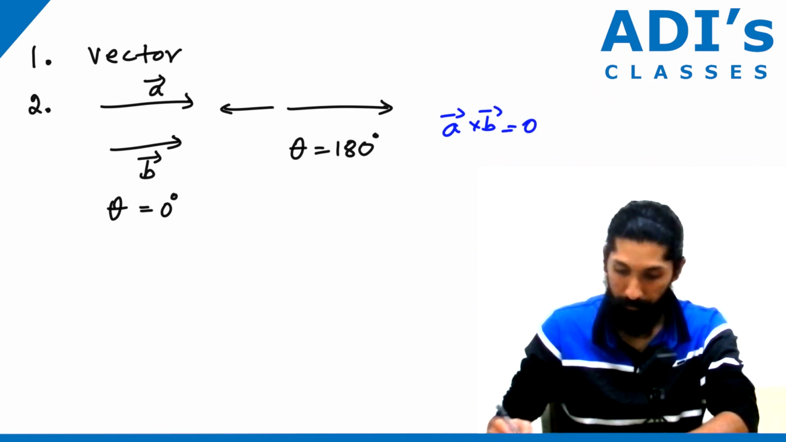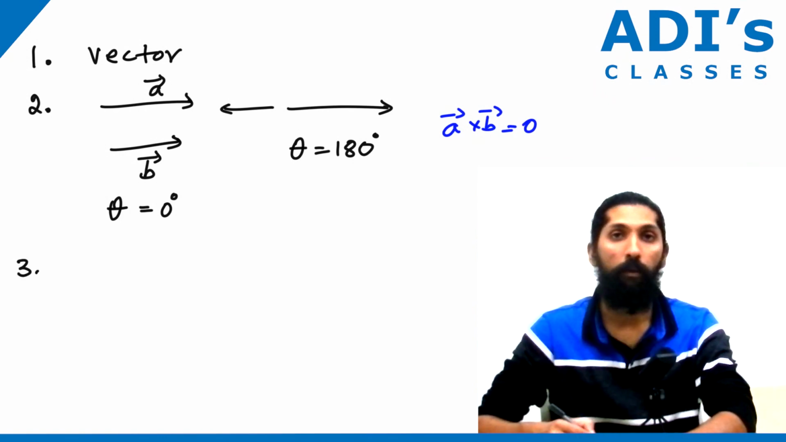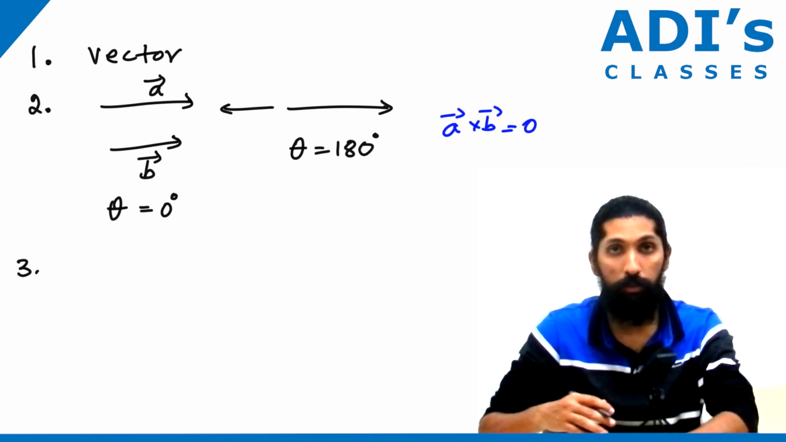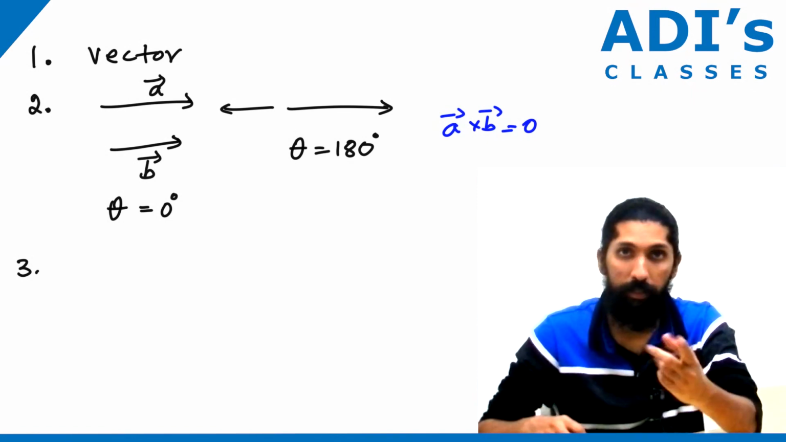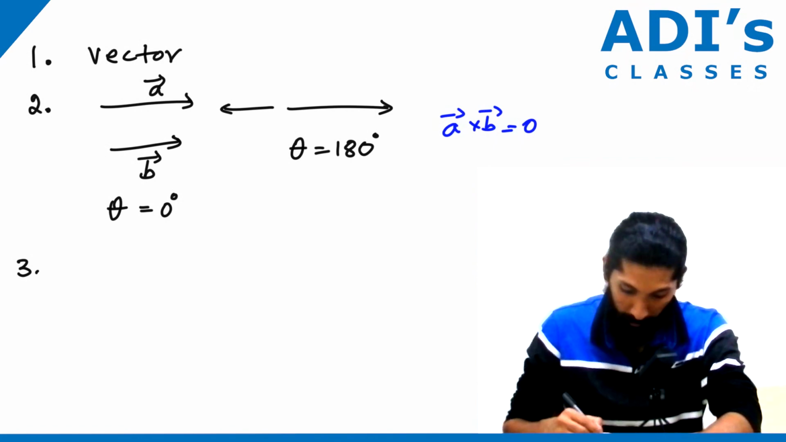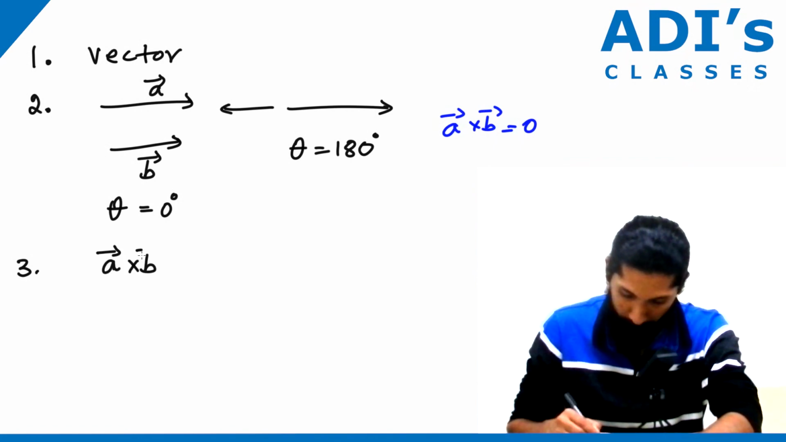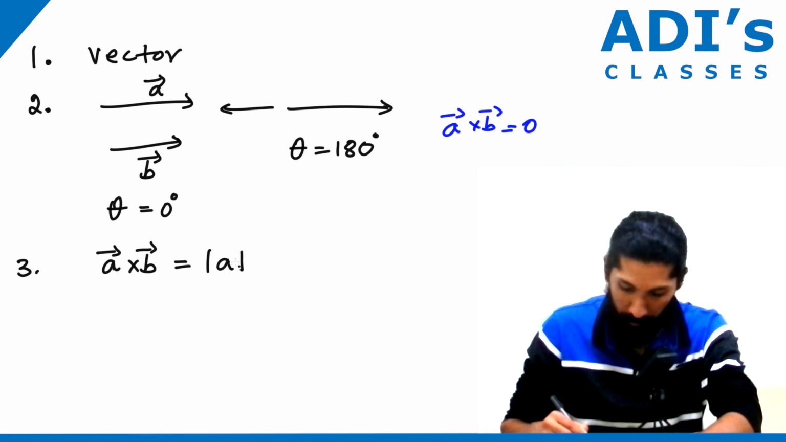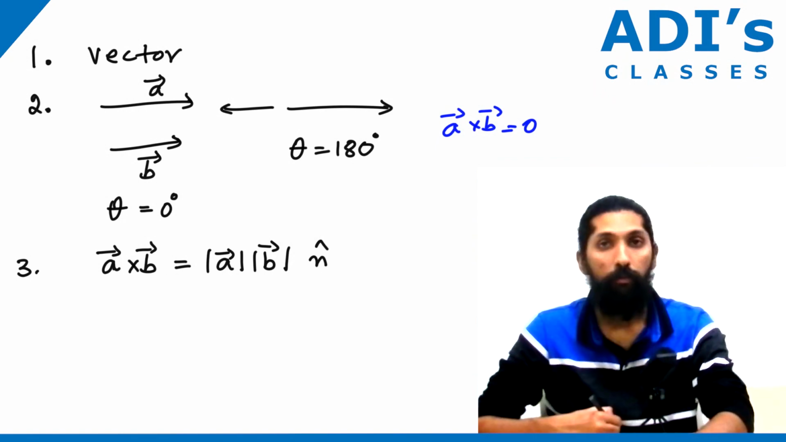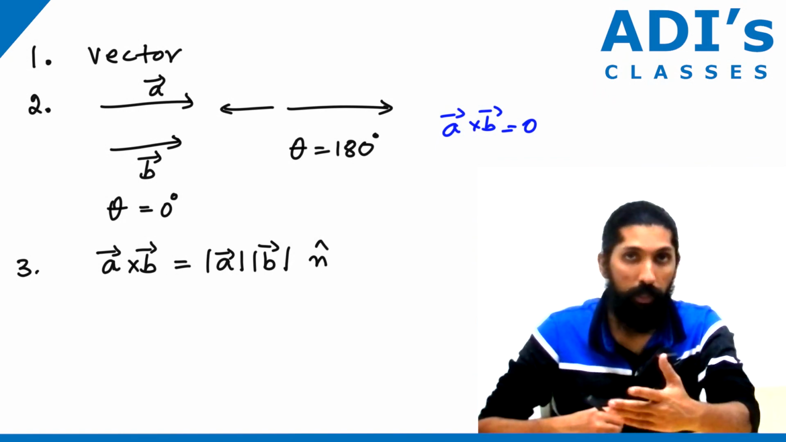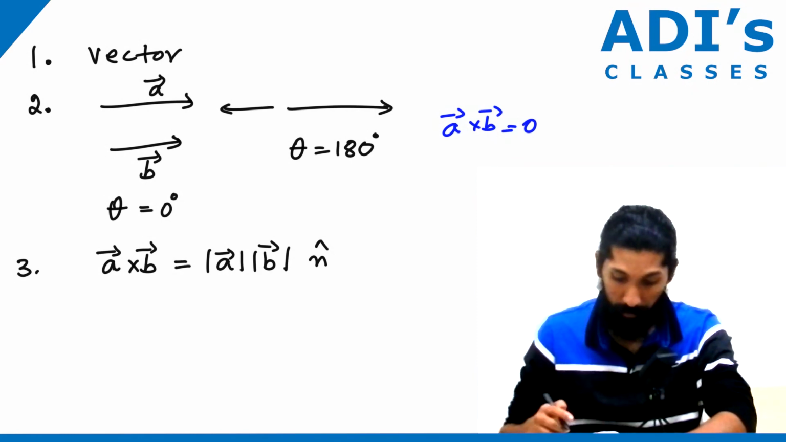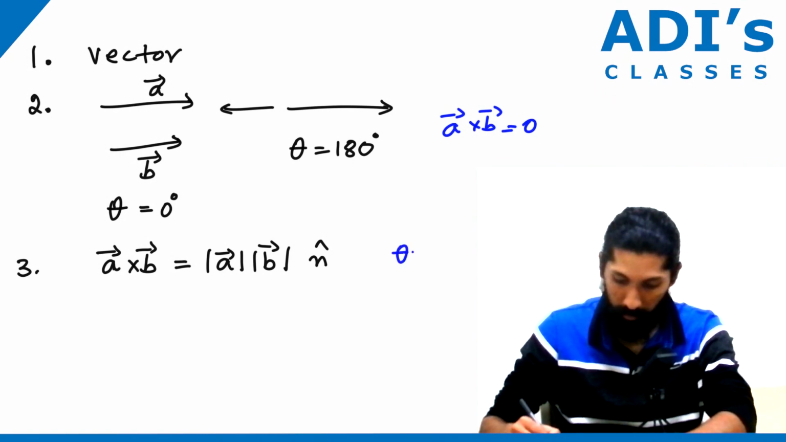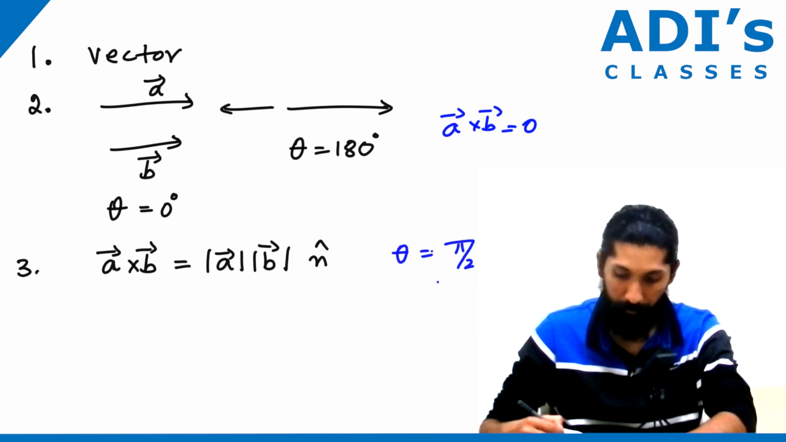Clear? This is the next one. The third one, we are going to have maximum value of the cross product when theta becomes 90. Sin 90 is 1, right? So when you have A cross B, the maximum value is going to become mod of A into mod of B into n cap. We can't just write mod A into mod B, not like a scalar product. We have to have that n cap character. Fine? So mod of A, this is when theta is equal to 90, or you can say pi by 2.